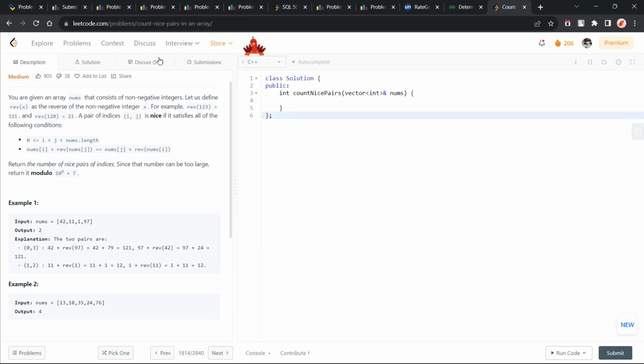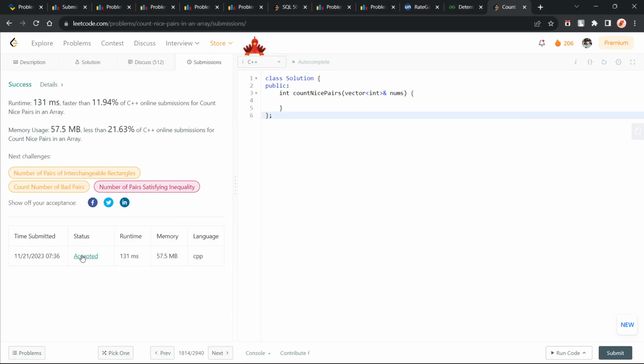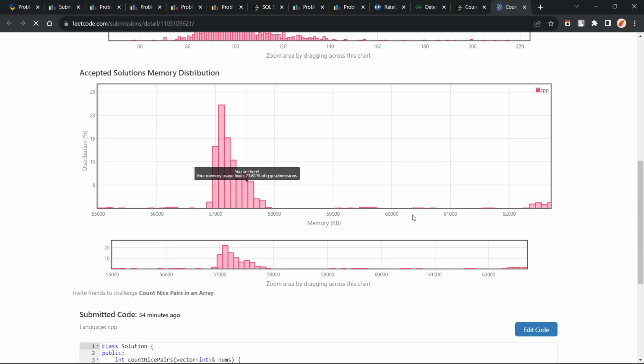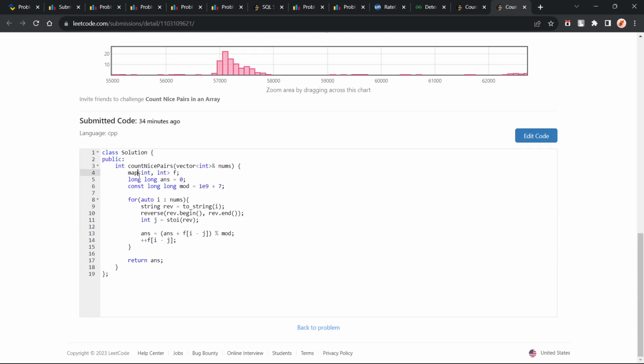So if I show you my summations, you will see here what I've done is I've created my answer, I've created a map to store the frequencies, and I've created the mod variable. So I'm just traversing through the nums array. I'm converting the current number into a string and storing it in a variable EV. Now I'm just going to reverse this particular variable. So I have the number in reverse stored in a string format.